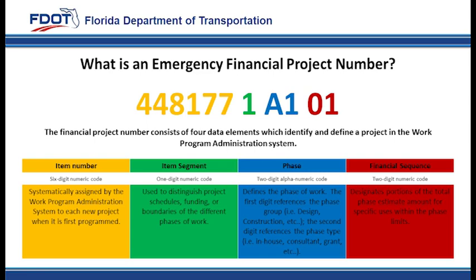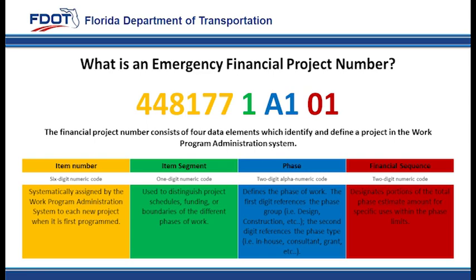The phase is comprised of the next 2 alphanumeric characters, which define the work being done on the project. The first character references the phase group. The second character references the phase type. For example, phase 32 refers to design consultant, phase group 3, and phase type 2.